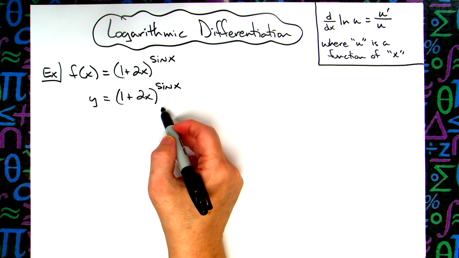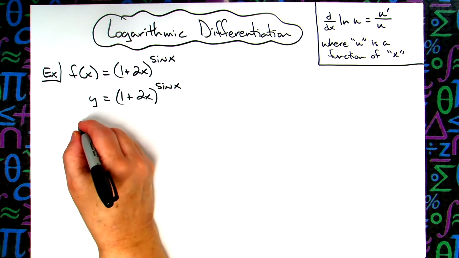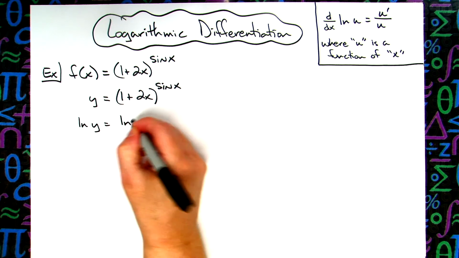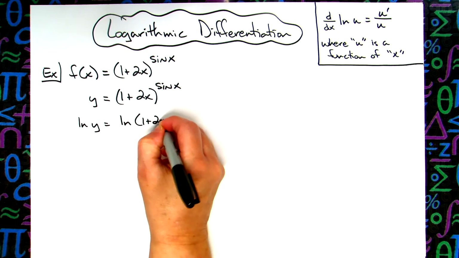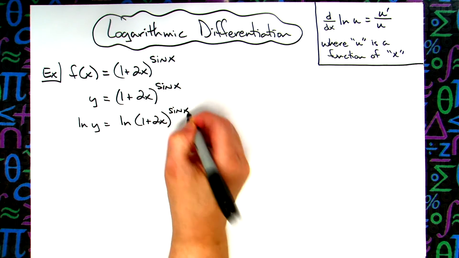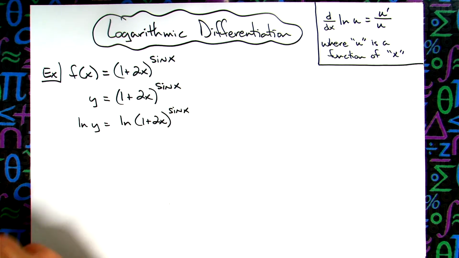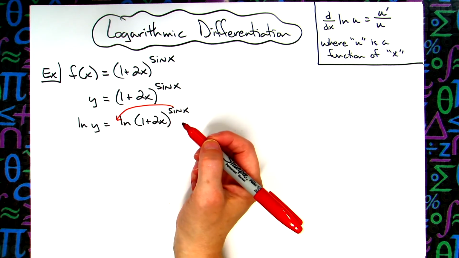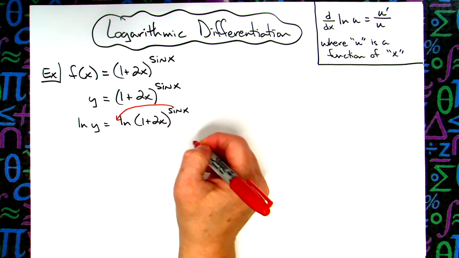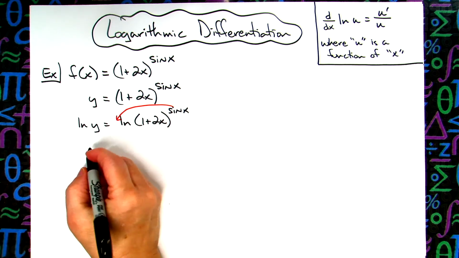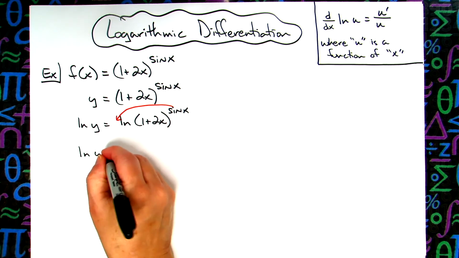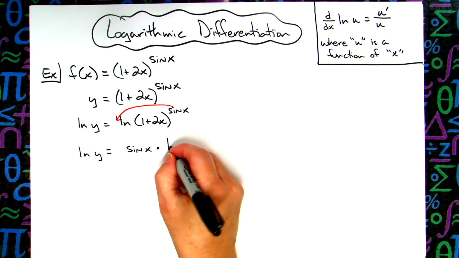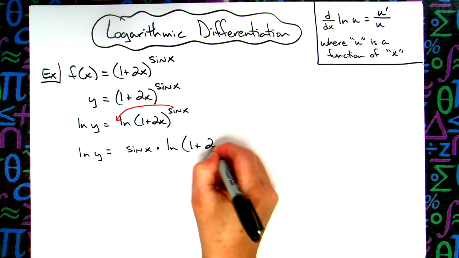So I'm going to take the log of both sides. I'm going to take the natural log of both sides. So natural log of y is equal to the natural log of (1 plus 2x) raised to the sine x. What this is going to allow us to do then is to take this sine x and bring it down in front, because that's a log rule. So apply some logs, make the expression easier. So I'll have natural log of y is equal to sine x times natural log of 1 plus 2x.